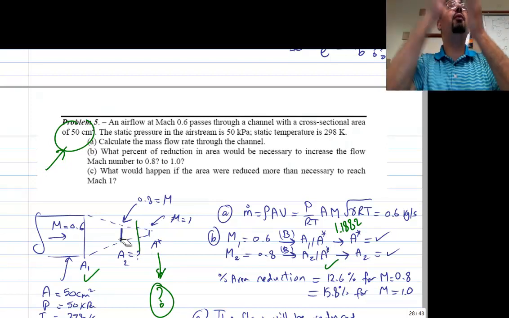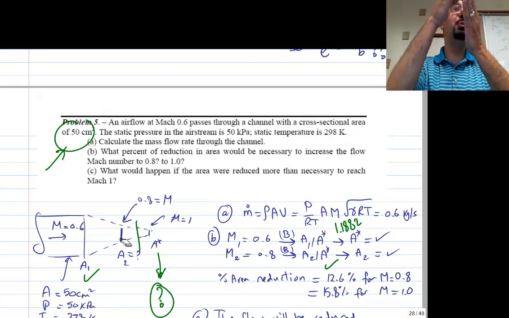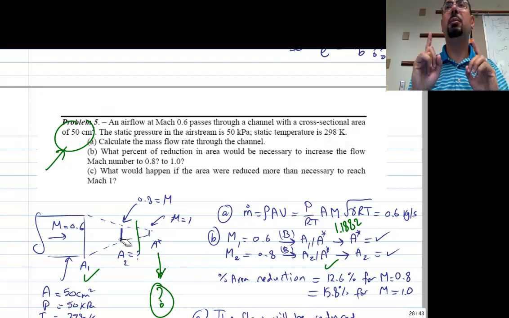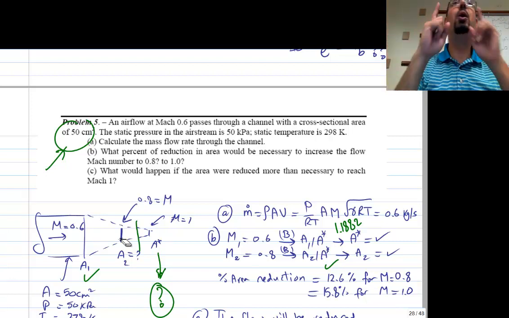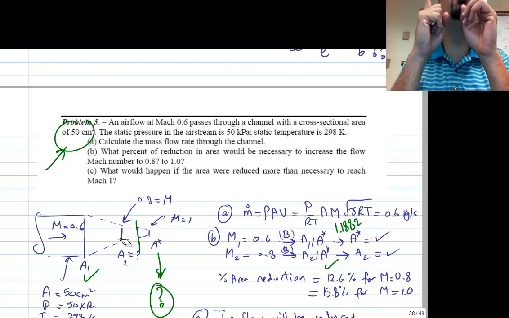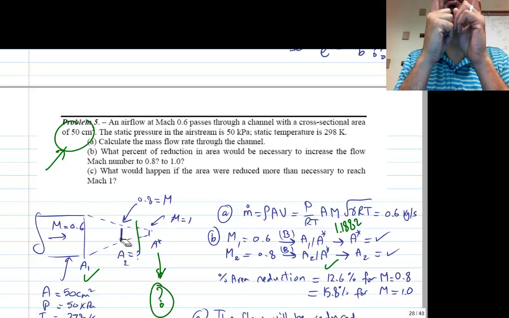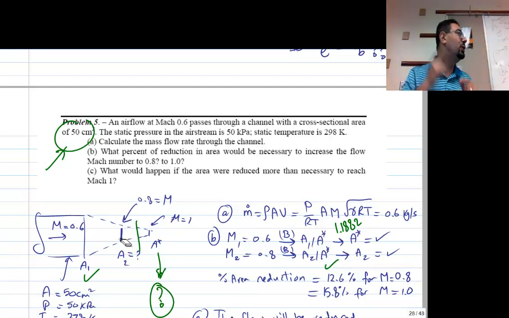Will P naught after the friction part remain the same as P naught before? Now that's easy to answer, right? No, it's not the same P naught. There's friction. Will the same area star remain before and after the friction? Excellent, no. For the same reason.